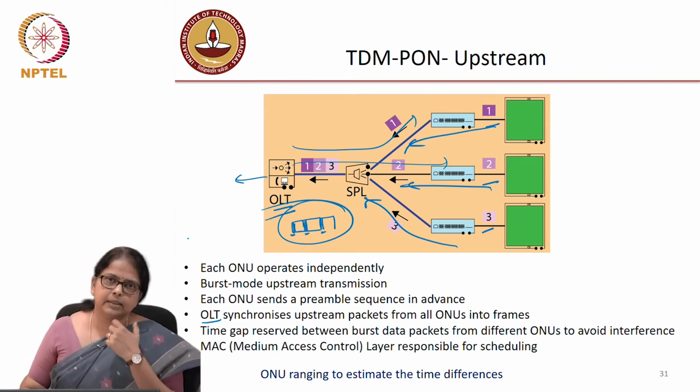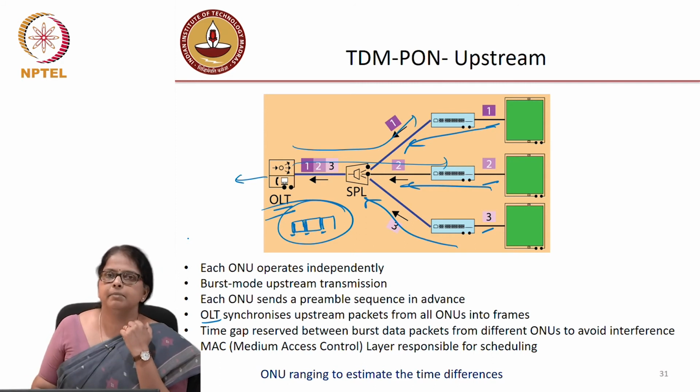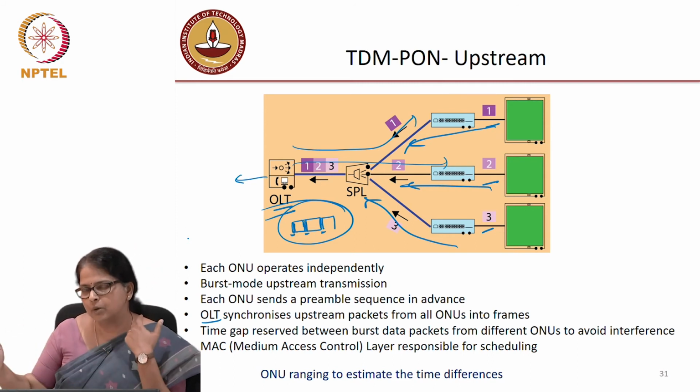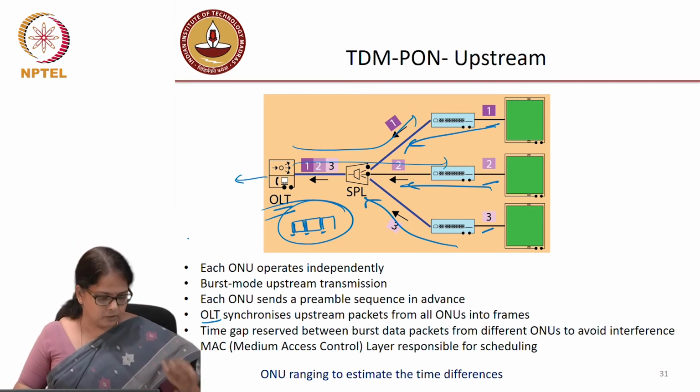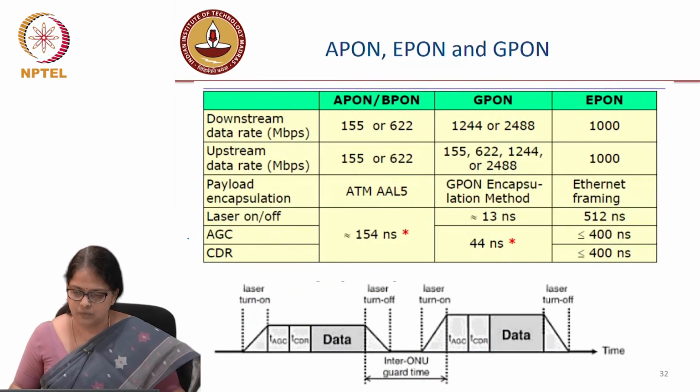For that, there is something called ONU ranging that is done by the OLT, which keeps doing it once in a while, so that the timing synchronization is maintained. Okay. So, this is how the upstream TDM PON works.